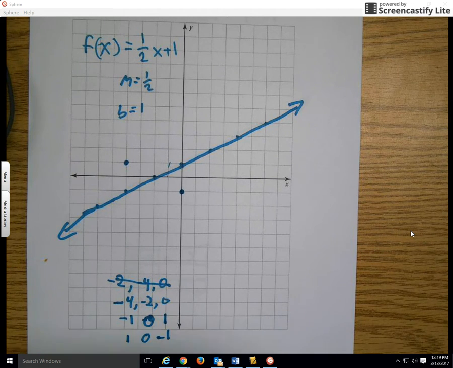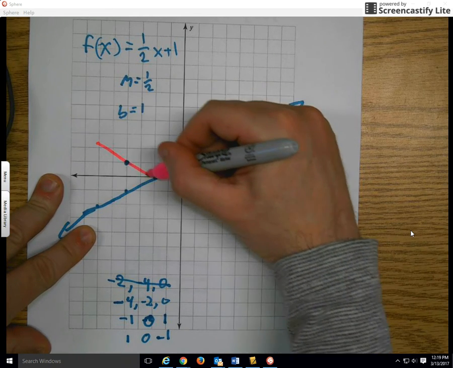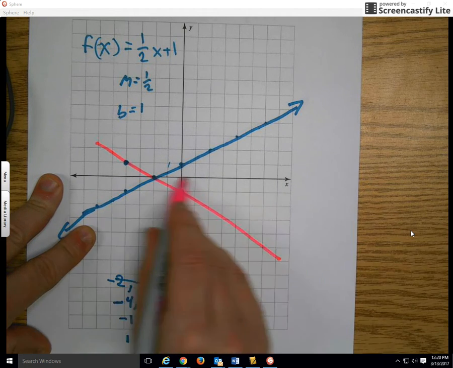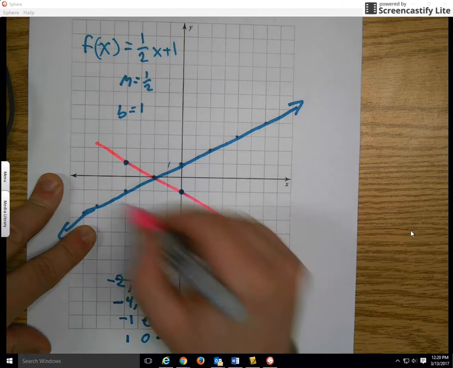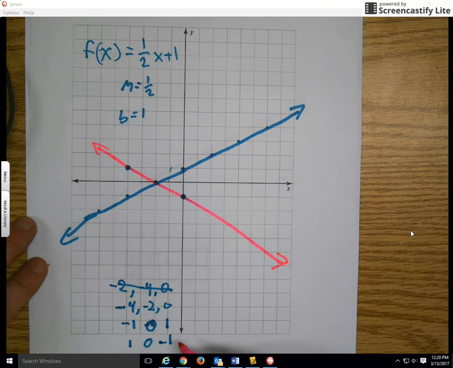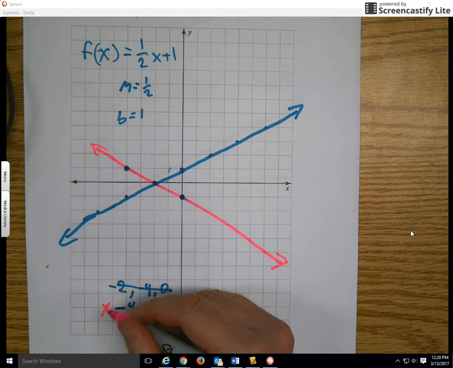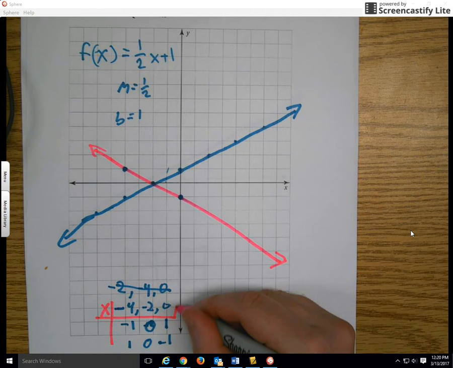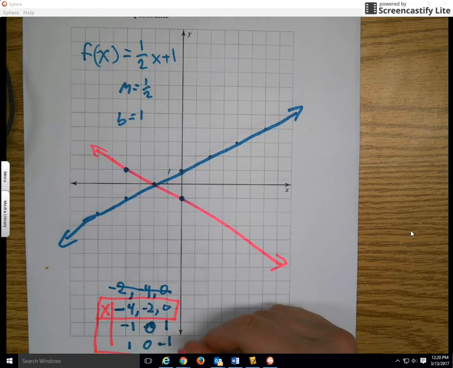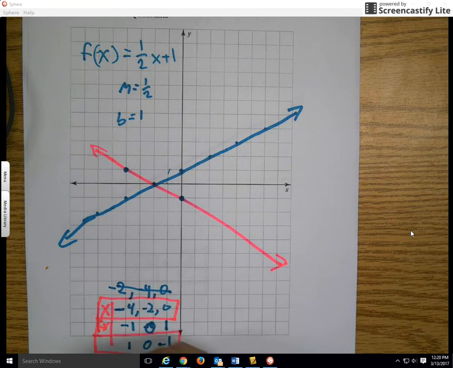If I were to draw a line, it looks something like this, with this being the line of reflection. Okay, so that would be the answer to that question. This is how you would graph it, and if I were to sum it up, this would be the x-axis. This would be the f of x, or the y, and this would be a negative times the f of x.